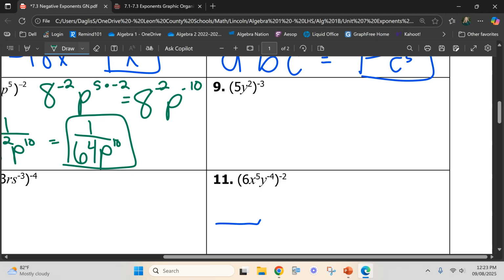Don't doubt yourselves. All right, 5y squared is in parentheses, and then we have negative 3, right? Everything in my parentheses gets my power of negative 3.